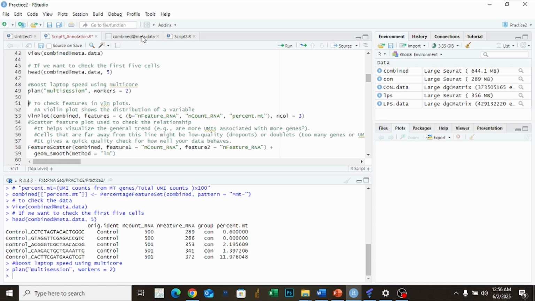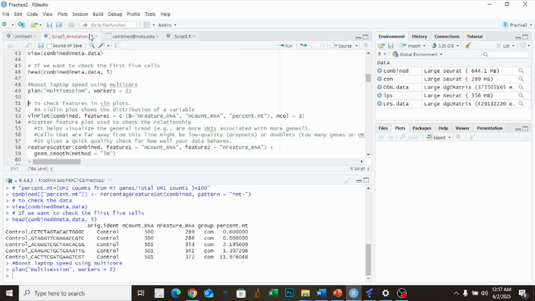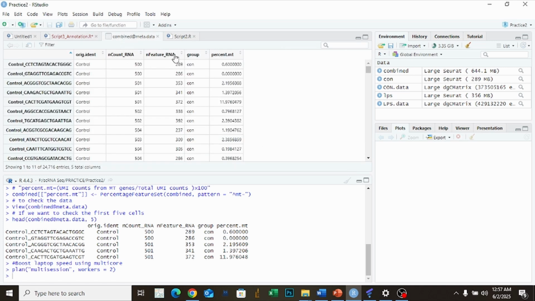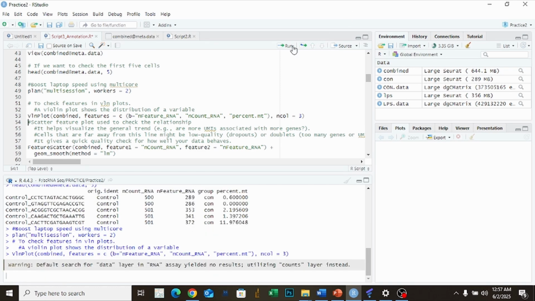Because this data is a little bit complicated, we cannot interpret the data easily. So we want nFeature and nCount to be shown in violin plots. So we use violin plots for these same features, and we use 3 columns. We just need to run this one.